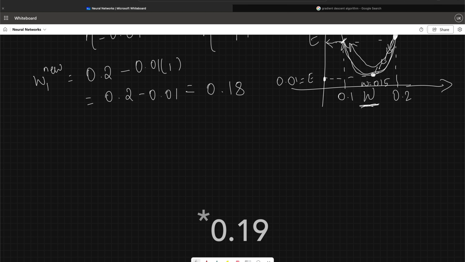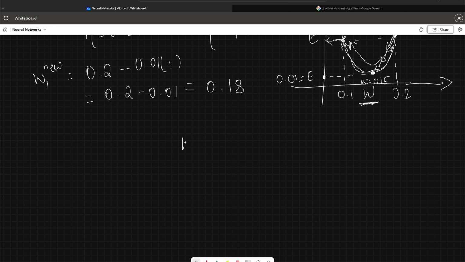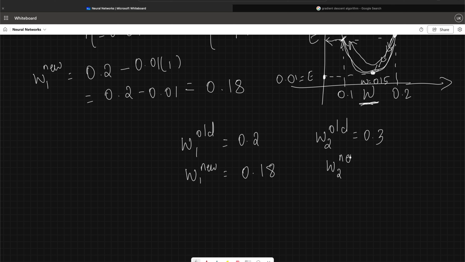So what does it say now? Initially we had w1, I'll write it as old. Initially it was 0.2. Now if we take w1 new, it is going to be 0.18. And similarly, if you calculate w2 old, we took it as 0.3, and w2 new will come out to be some other value that you can calculate.